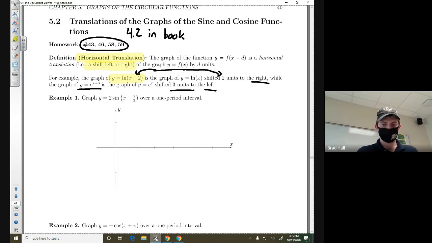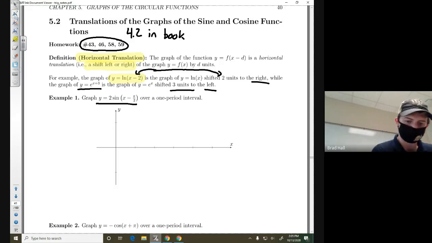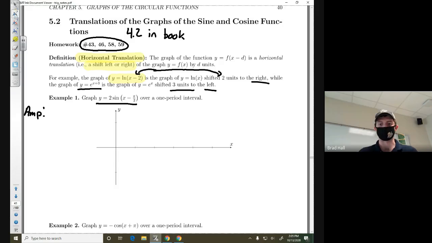Now we have, for example 1, y is equal to 2 sine of x minus pi over 2. We're going to start off the exact same. The amplitude, since it's been over the weekend, let's have a quick refresher: the amplitude is the number that multiplies the function directly, so it's the absolute value of that number. The absolute value of 2 is just 2. That was pretty easy, and that tells us what numbers go on the top and the bottom.